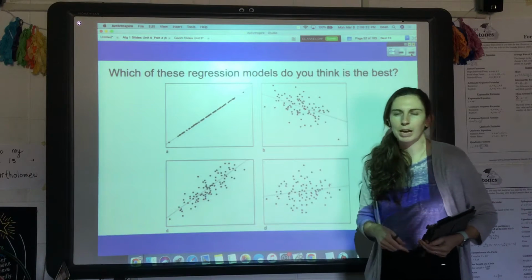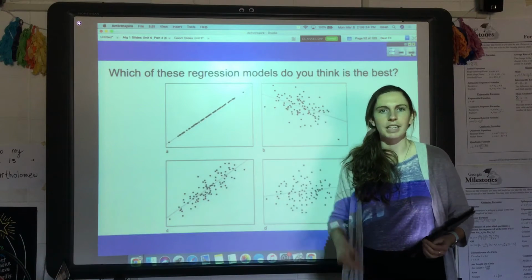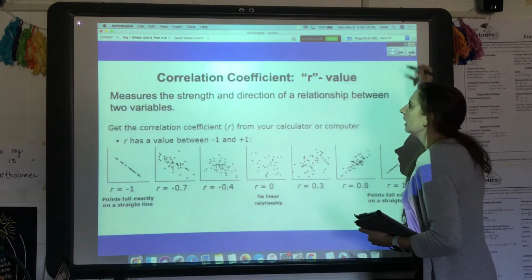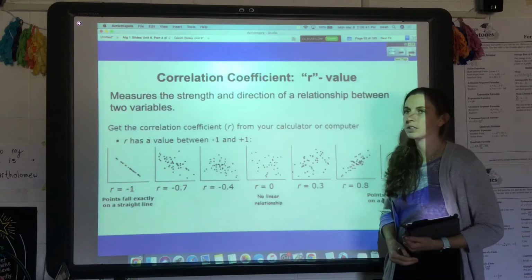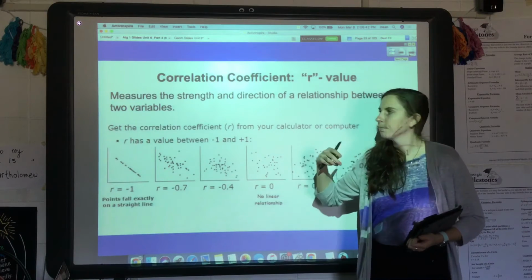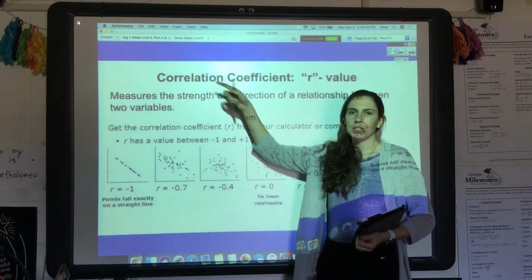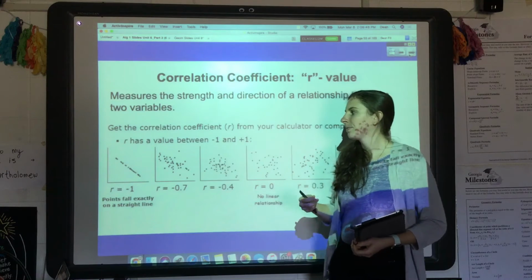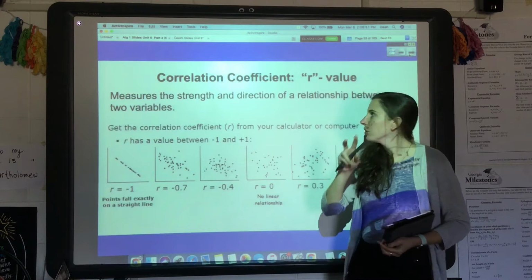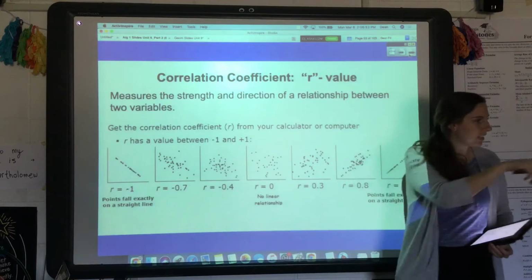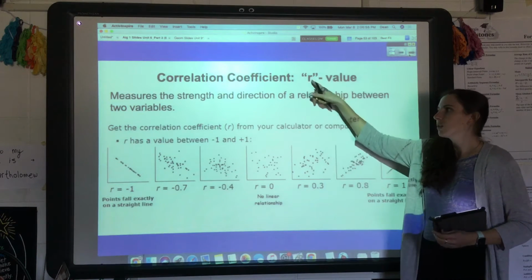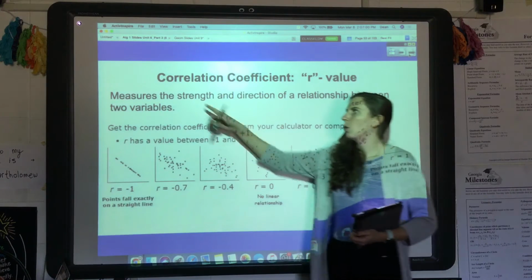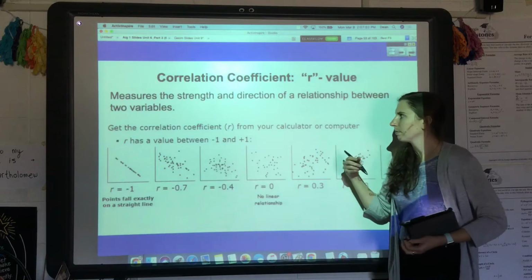There's a mathematical way we describe how good of a fit it is, how strong that correlation is. It's called the correlation coefficient. Coefficient means a number, and correlation, like we've talked about before, is how these two variables are related. Also it's called the R value. We usually use the letter R to stand for this. I think that's because of correlation, I'm not really sure.